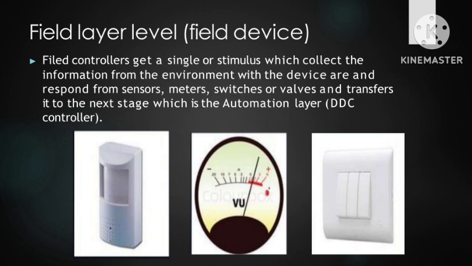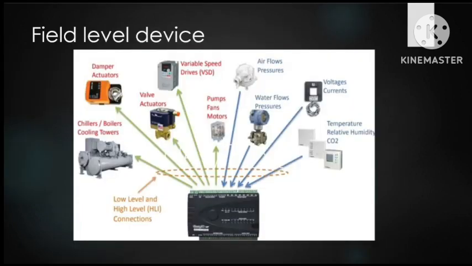The field layer level, which comprises field devices. At the field layer level, field controllers play a crucial role. These controllers receive signals or stimuli from the environment through sensors, meters, switches, or valves. They collect information from these devices and transfer it to the next stage, which is the automation layer or DDC controller. Essentially, field controllers act as the frontline data gatherers, collecting vital information from the building's environment to be processed further by the BMS.